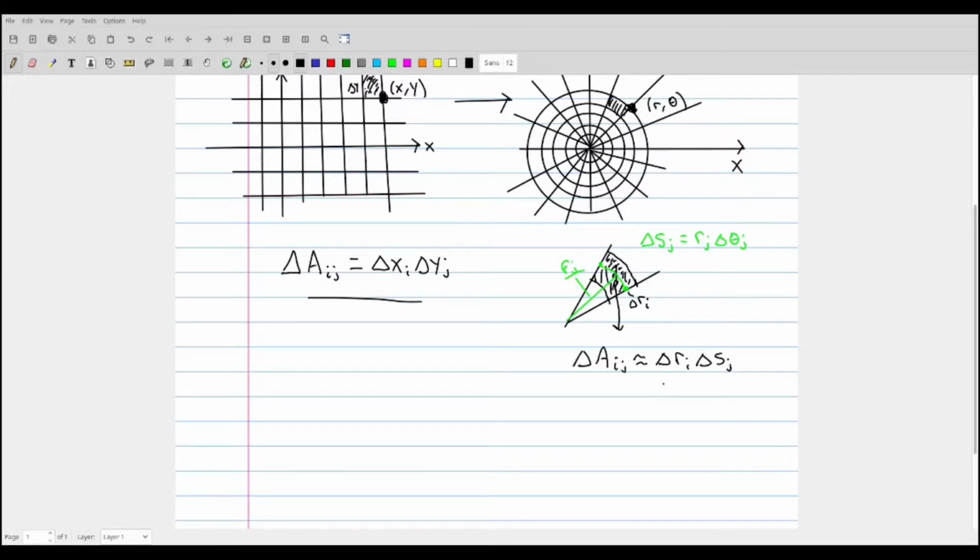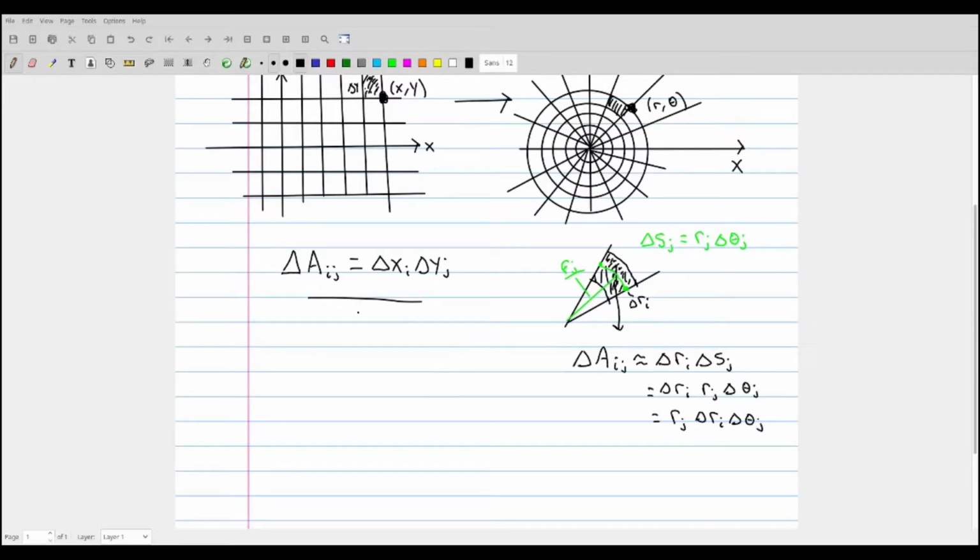And so what this is saying is that the area of any of these small boxes, when we do a Riemann sum in polar coordinates, is going to be delta Ri times delta, we'll say Rj, times delta theta j, or Rj times delta Ri delta theta j.